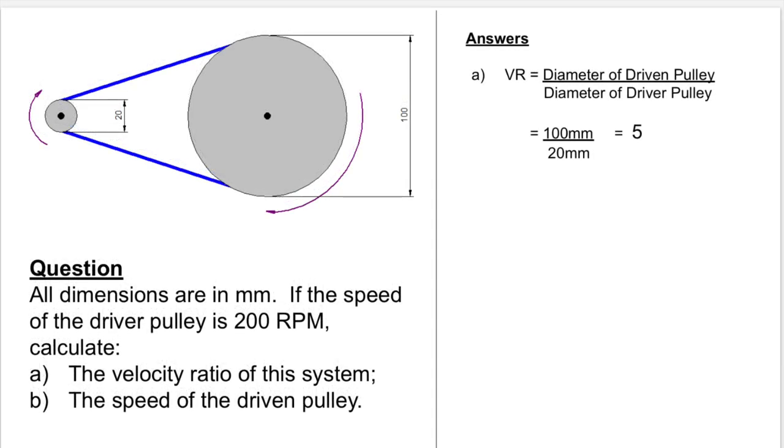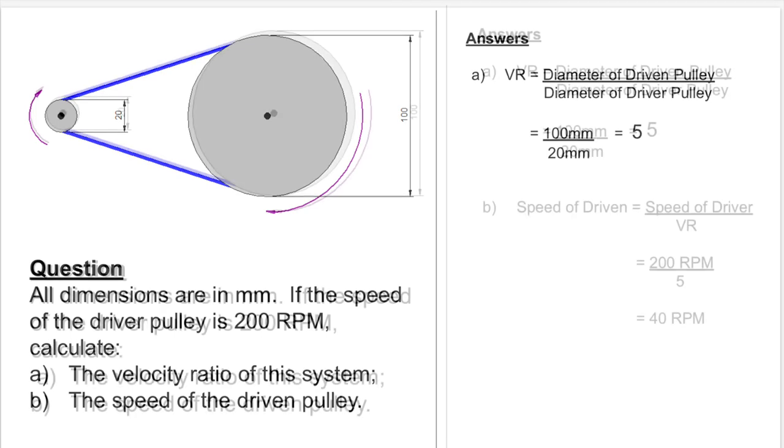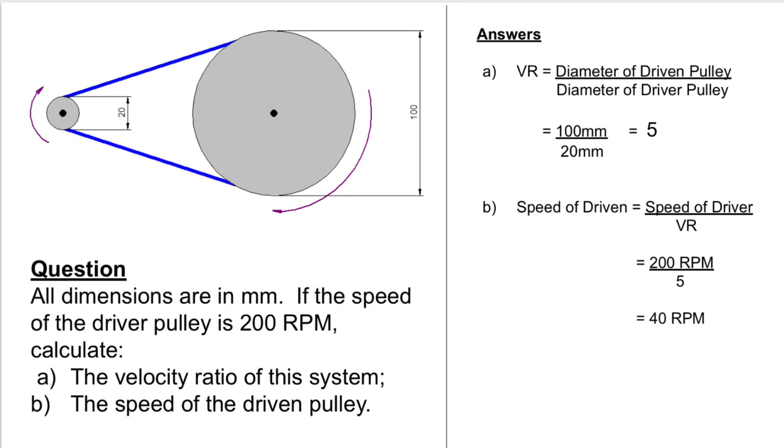The formula you need to work out the velocity ratio of a belt pulley system is velocity ratio equals diameter of driven pulley divided by the diameter of the driver pulley. That's 100 divided by 20, which is 5. This can also be written as 5 to 1. And part B, the speed of the driven pulley equals speed of the driver pulley divided by the velocity ratio. We work it out and it comes out at 40 revolutions per minute.